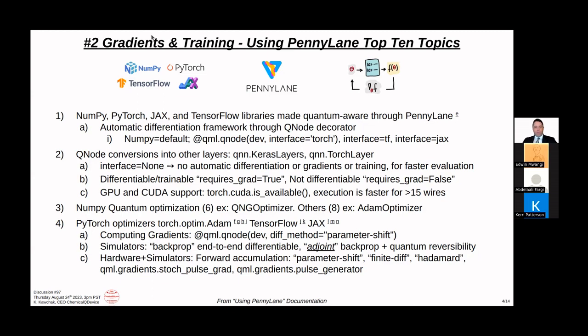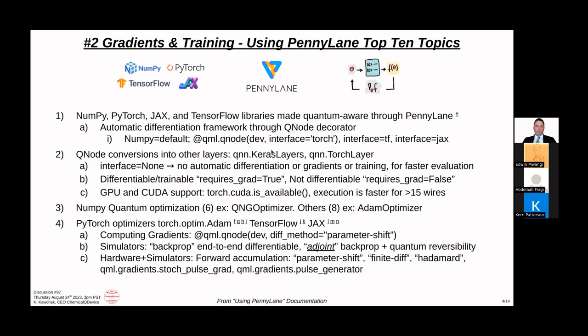So again, NumPy, PyTorch, JAX, and TensorFlow are the key here. There's an automatic differentiation framework through the QNode decorator, which is @qml.qnode. You don't have to specify the specifics. If you're just doing things in NumPy, so you're not wanting to take advantage of a neural network from PyTorch or TensorFlow, NumPy equals default, so you don't need to do anything. If not, you do interface equals torch, or interface equals tf for TensorFlow, or jax for JAX.